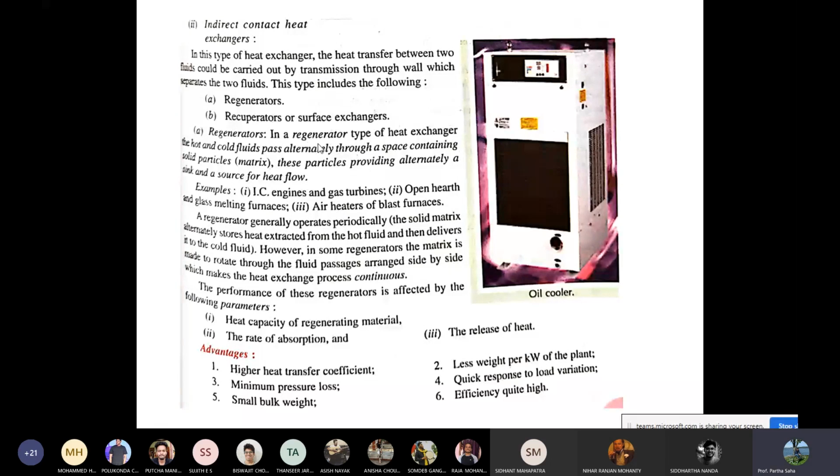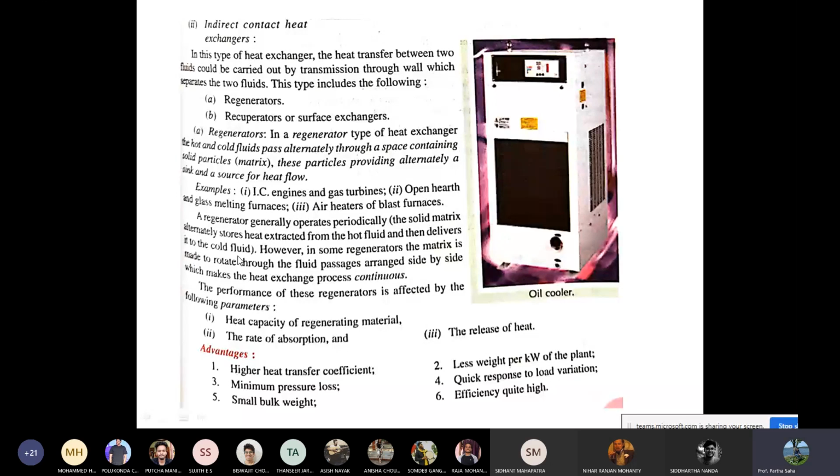the solid particles are going to gain heat, and the amount of heat lost by the hot fluid is stored by the solid matrix. After the hot fluid has passed through it, the cold fluid passes through it after a certain time interval, takes up that heat, and gets heated up. So that is the concept of the regenerator. It's a transient state heat exchanger, and applications include IC engines, gas turbines, open hearth, glass melting furnaces, air heaters, and blast furnaces.